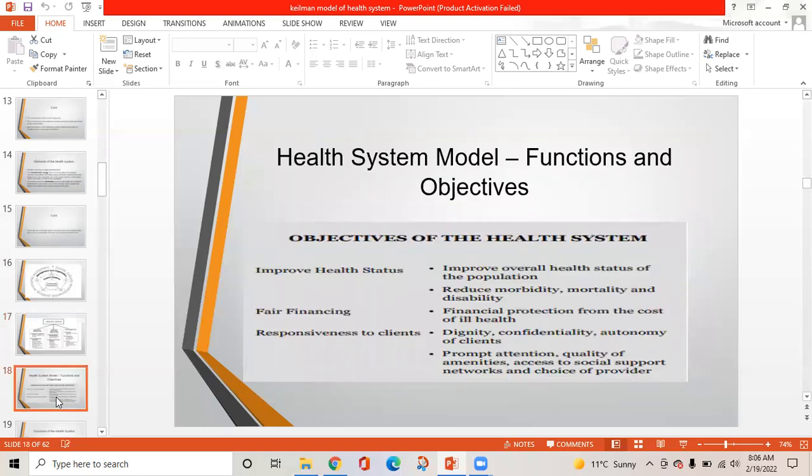Health system model, functions, and objectives. Objectives of the health system. First is to improve the overall health status of the population and reduce morbidity, mortality, and disability. Second, fair financing is financial protection from the cost of ill health. Third is responsiveness to clients: dignity, confidentiality, autonomy of clients, prompt attention, quality of amenities, access to social support network, and choices of providers.